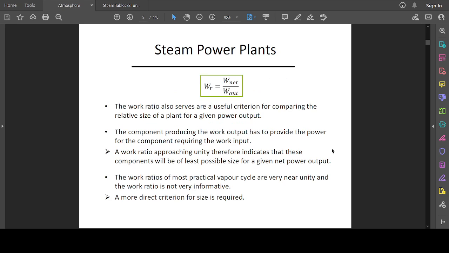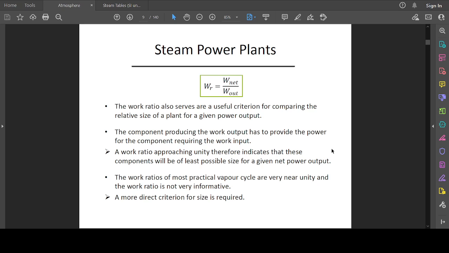So the work ratio also serves as a useful criterion for comparing the relative size of the plant for a given power output. So the component producing the work output has to provide the power for the component requiring the work input. The work ratio approaching unity therefore indicates that these components will be at least possible size for a given net power output.